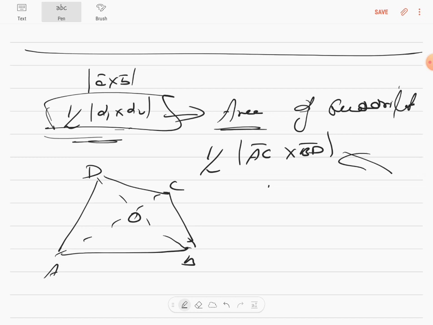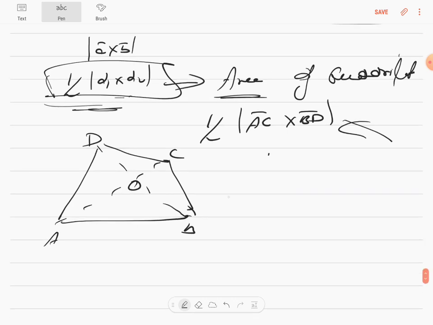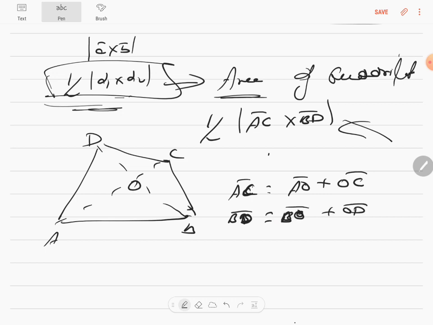Now what is the AC vector? It is the AO vector plus the OC vector. Similarly, what is the BD vector? The BD vector is the BO vector plus the OD vector. Now therefore, half of AC cross BD, which is directly the formula itself. We are taking the formula itself.